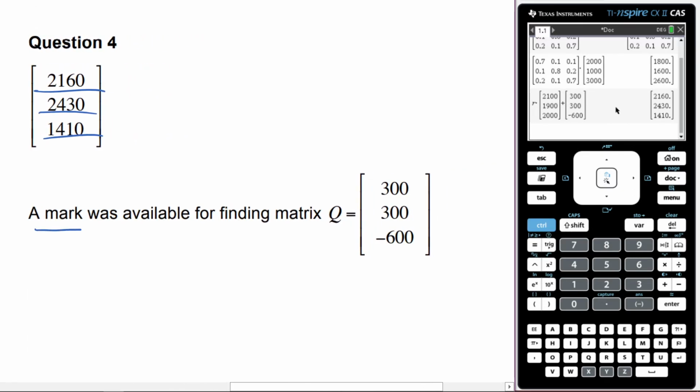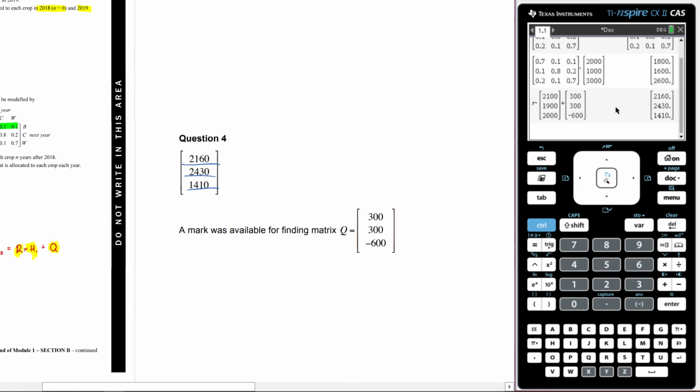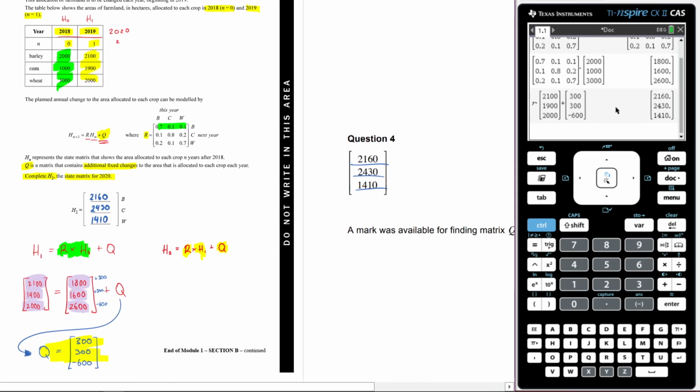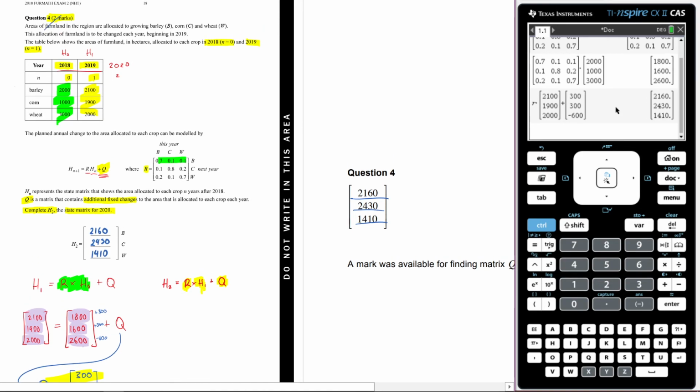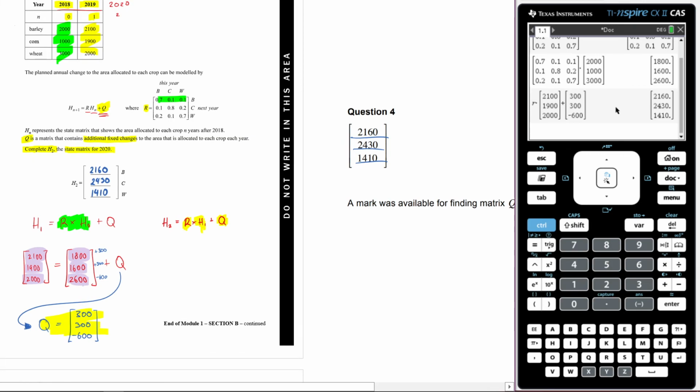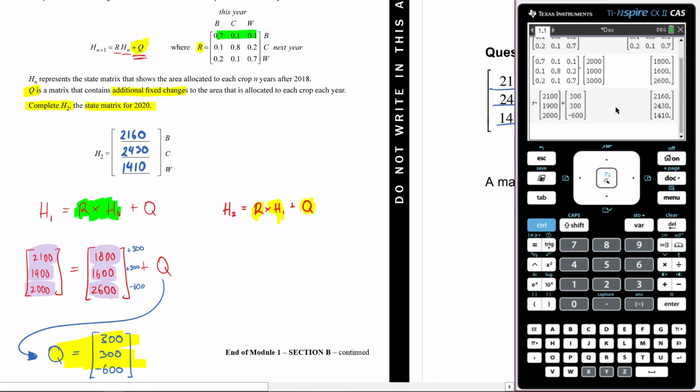It says a mark was available for finding matrix Q. This one right here, 300, 300, negative 600. So that means that if you got your final answer wrong, but you wrote in Q here, you would have gotten, because this was out of 2 marks, 1 out of those 2 marks there. So when you're doing these questions, it is helpful to put in some working out here, but of course you don't want to go over the top with the working out. If you can do most of it on your CAS, that's great. But then you've also got to think, there's 2 marks here. If I mess it up, I better put something down that at least I can recuperate one of those marks.